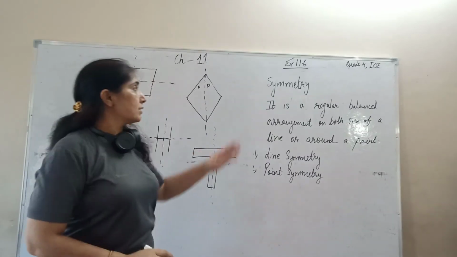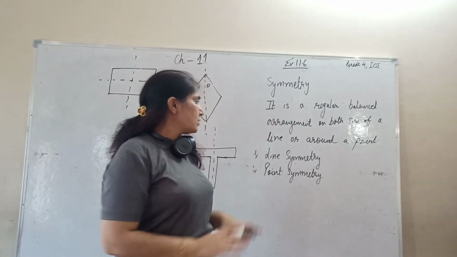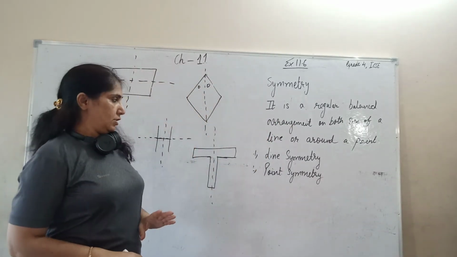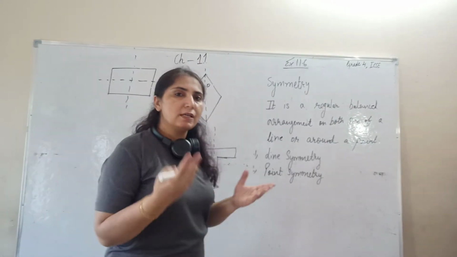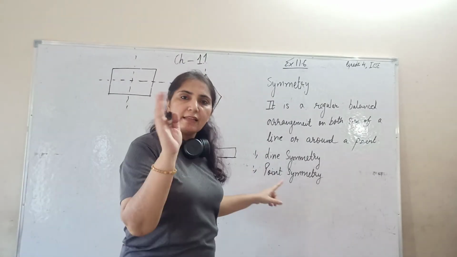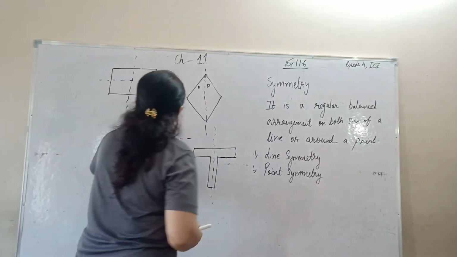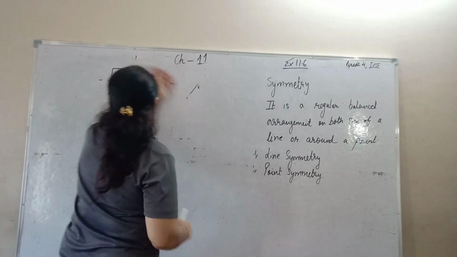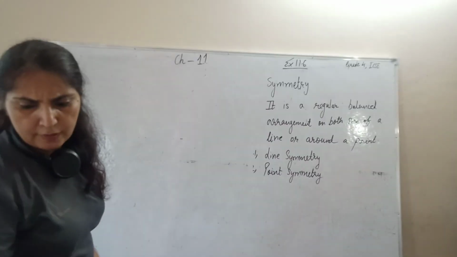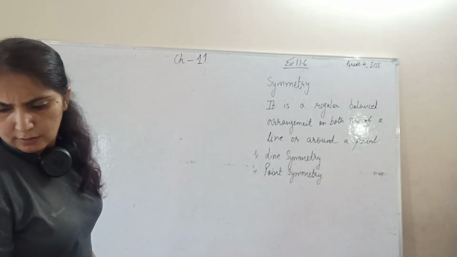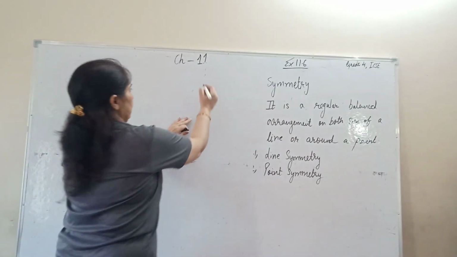So first you have to understand what is the meaning of symmetry. It is a regular balanced arrangement on both sides of a line or around a point. Line symmetry, examples, with lines we are dividing a figure in 2 equal halves. Point symmetry is found only in circle. Now you may have different type of questions from this. Suppose the examiner may ask you, write the letters of English alphabet which have no line of symmetry.